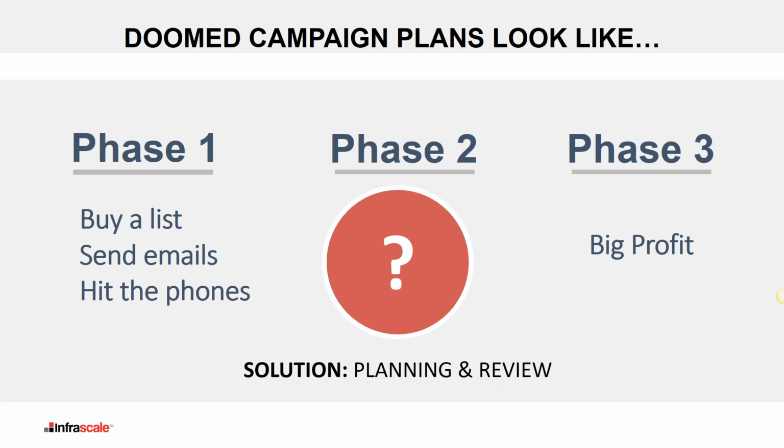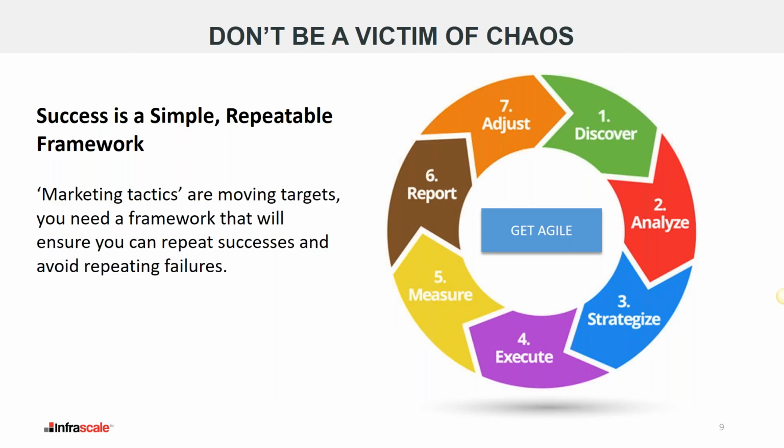A lot of times what I find is the experience is something a little more like this, to blatantly steal from South Park's Underpants Gnomes episode, for those of you who are fans. Phase one is, let's get a list, let's spend a lot of money, and we'll hit the phones hard, we'll send emails, and then things will happen, and then big profit. And this sort of plan doesn't really work out. And if you do end up making your return, it's going to be mostly by luck, and it's certainly not repeatable. So the solution is to find a way to plan and review.